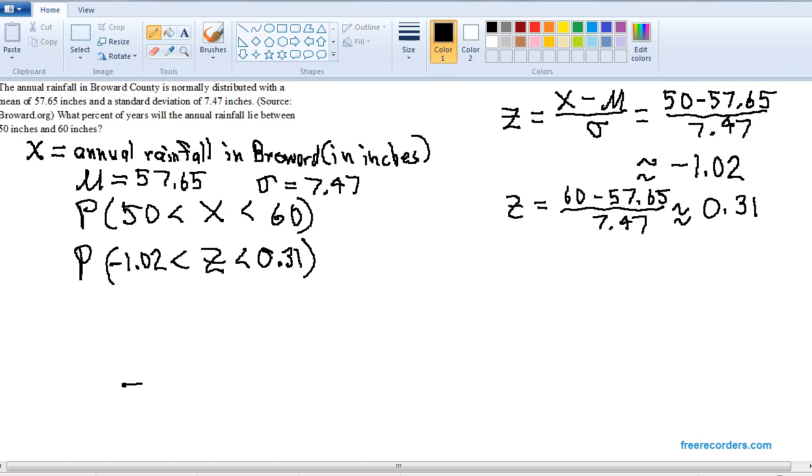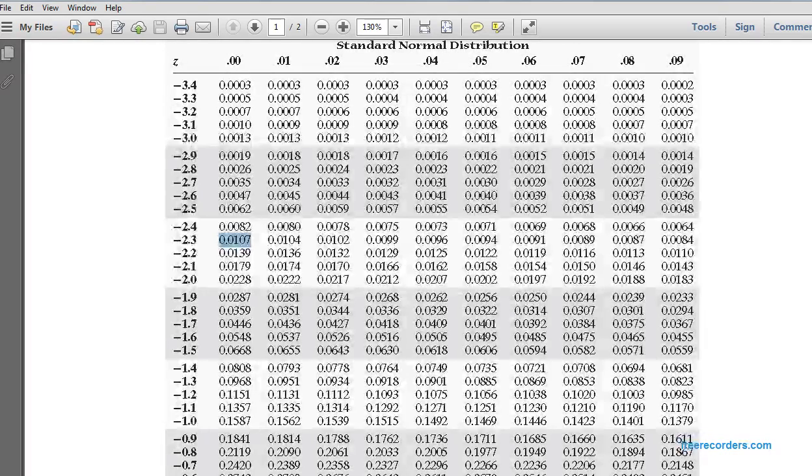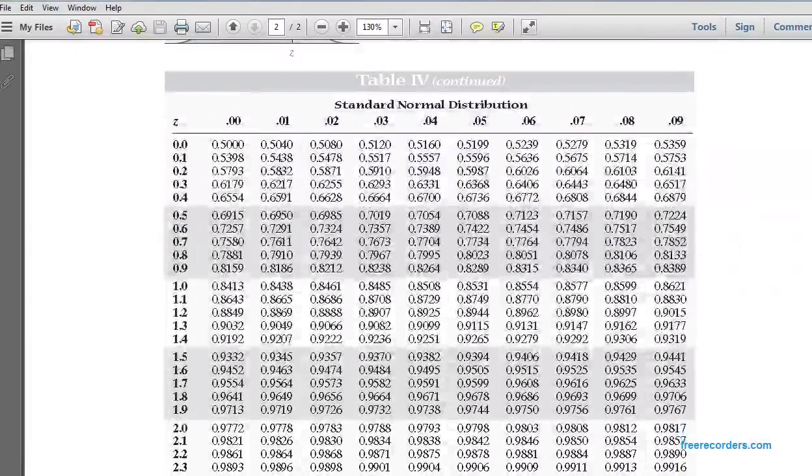So, to finish the problem, we now need to find the percentage of the area between a z-score of negative 1.02 and a z-score of 0.31. We're trying to find this area right here. So I'm going to look up 0.31 in my standard normal table. So we go to page 2 because it's a positive number. We go to the 0.3 row and then move until we're under the 0.01 column, and the value we get there is 0.6217.